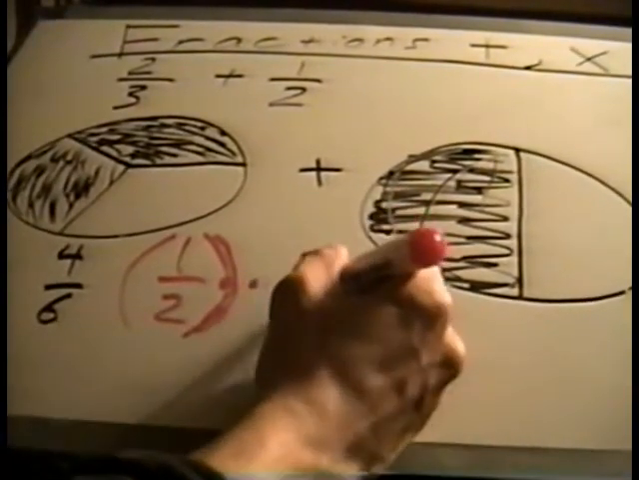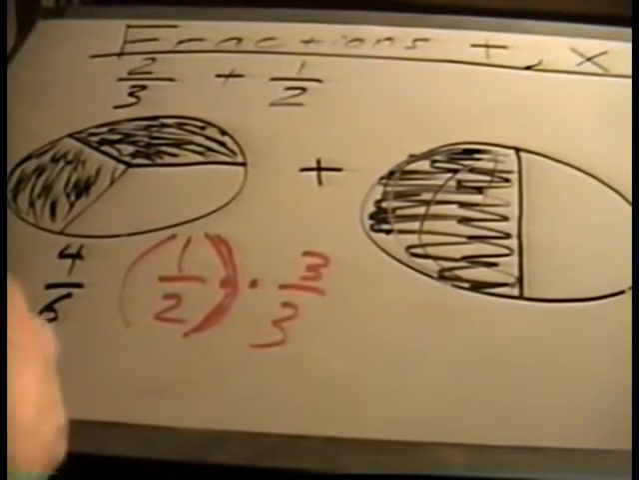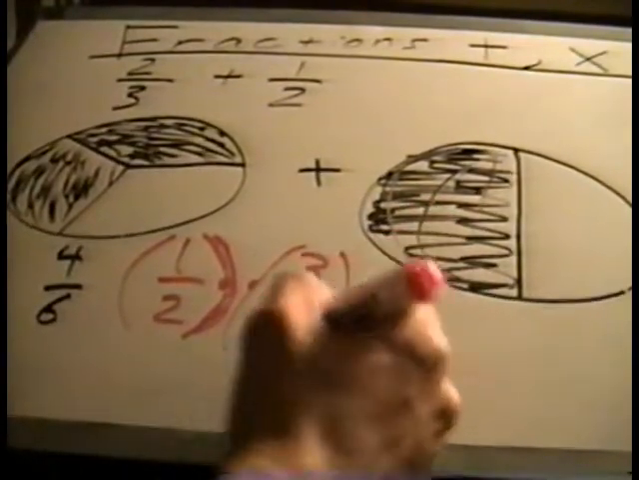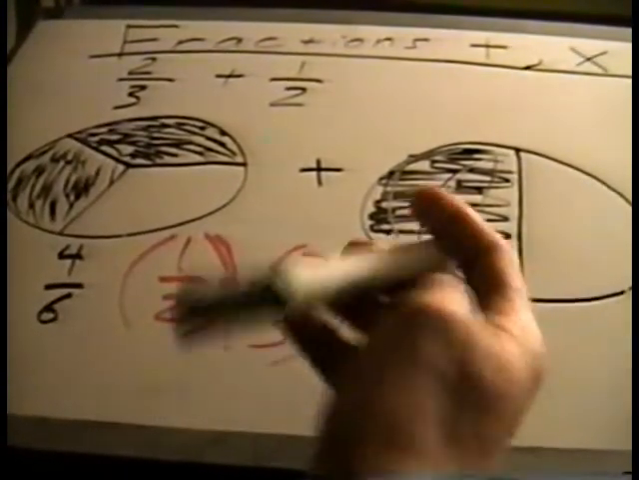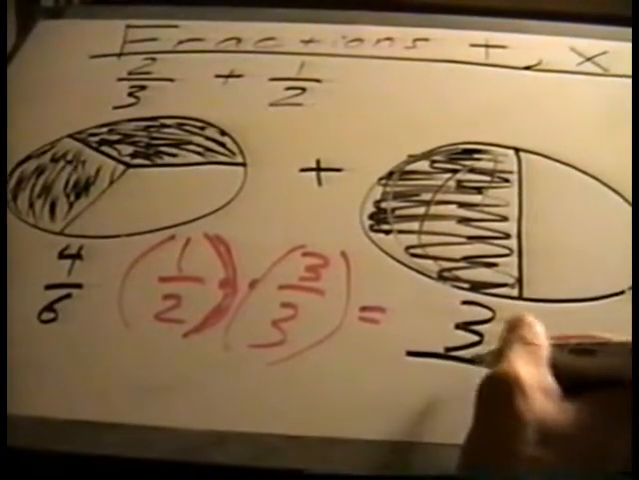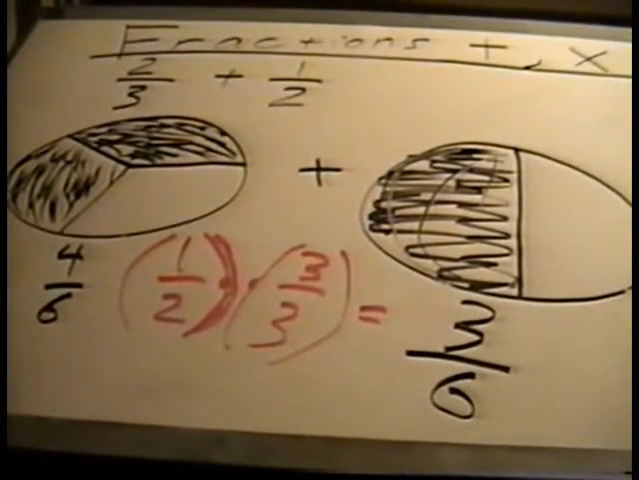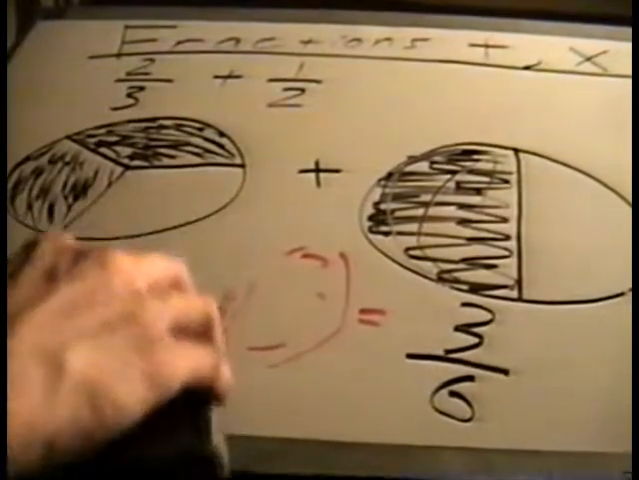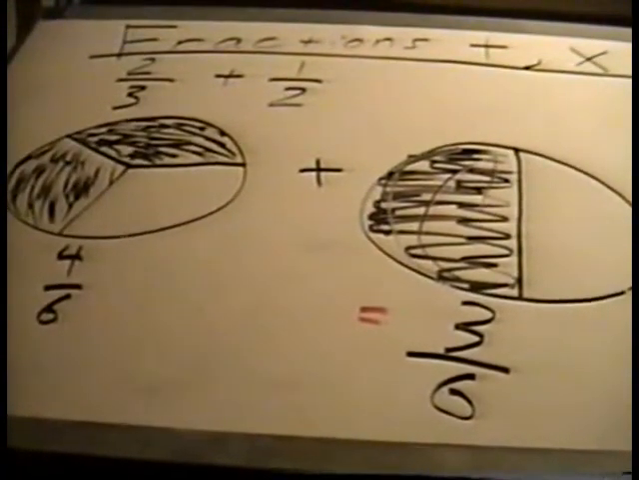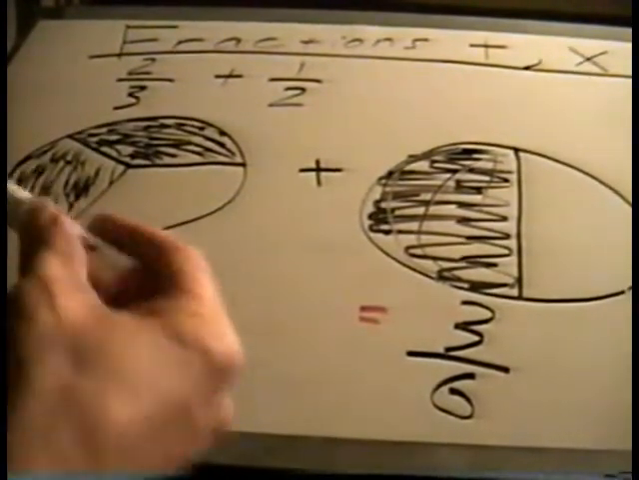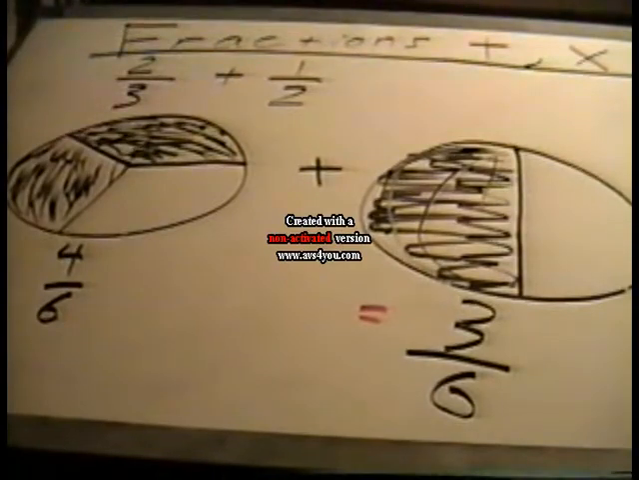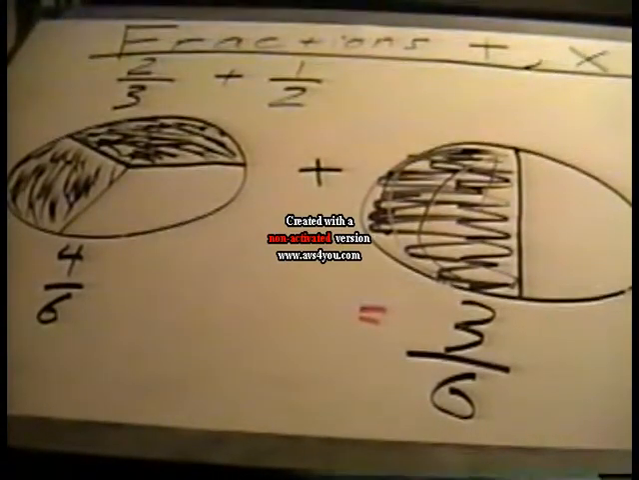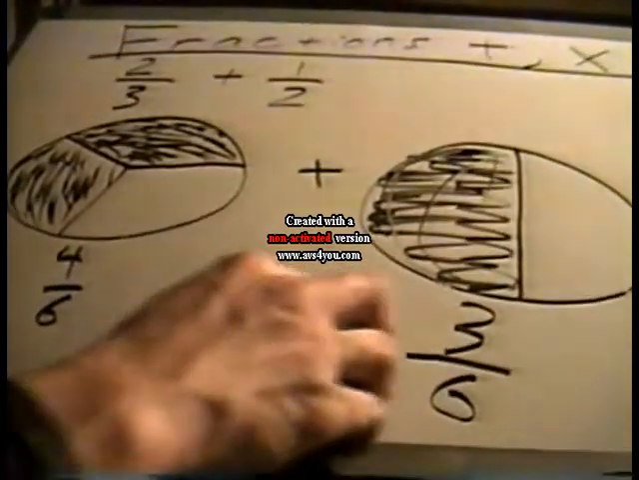So we want to change the denominators of both fractions so that we can deal with them as like terms, meaning 6 is the lowest common denominator. Multiplying 2 by 3 gives us 6.